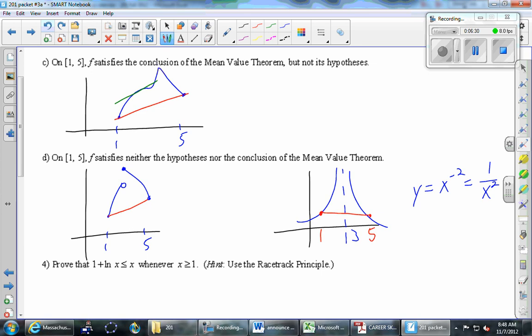Do you guys think that there are any horizontal tangent lines between 1 and 5 for the curve? No. Tangent lines on the left are all uphill. On the right, they're all downhill. There's none that are exactly horizontal. So that's another example of one that fails both the hypotheses because of the jump, the vertical asymptote, and fails the conclusion. So I think that Nikki's equation might be that.